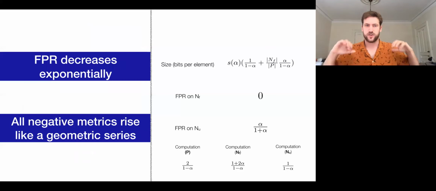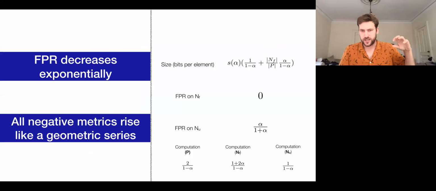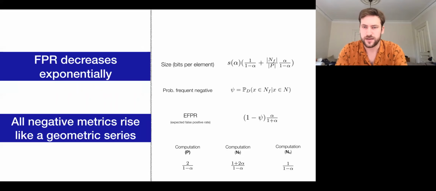And the overall takeaway, I think, from stacked filters is that the FPR on some set you care about decreases exponentially so that you can just think of it as 0, where all of the negative metrics rise like geometric series. So they rise very, very slowly as the stack gets bigger and bigger. We're also going to introduce a new variable and talk about stacked filters more holistically, which is this variable psi, which basically says, if I have a negative query, what's the probability it's in my frequently queried negative set versus my unobserved negative set. Then you can think of the FPR as 1 minus psi times this false positive rate for the unobserved negatives.